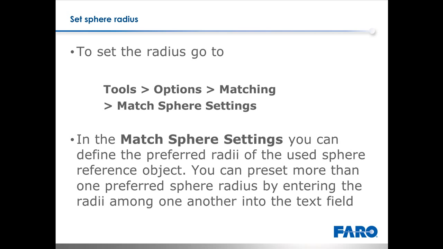To set the radius, go to Tools, Options, Matching, Match Sphere Settings. In the Match Sphere settings you can define the preferred radii of the used sphere reference object. You can preset more than one preferred sphere radius by entering the radii among one another into the text file.